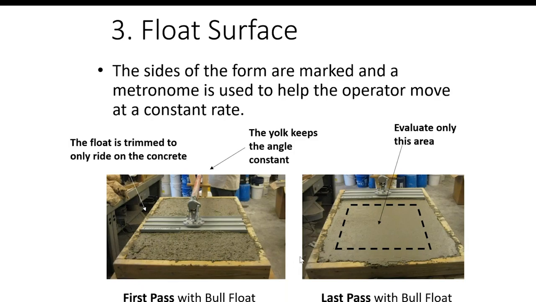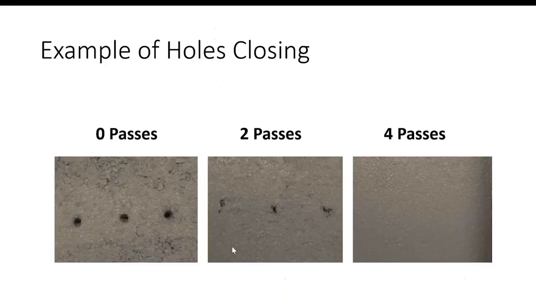Now, I am not saying this is a perfect representation of the field. That's not what I'm saying at all. This is a way to quantitatively compare how many passes it takes for one mixture compared to another. So let's see what I'm talking about. Here's a mixture at 0 passes. There are the holes. Here it is at 2 passes. It took 4 passes and everything was good. We find 6 passes is a good number for most typical mixtures. If it takes more than 6, it's not good.